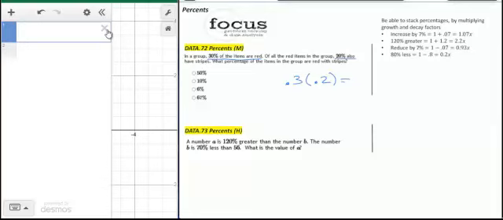And so when you multiply these, 0.3 times 0.2, if you need to use a calculator to verify how the decimals play out on this, you get 0.06. And so 0.06 converts into 6%. And so that would be our solution.